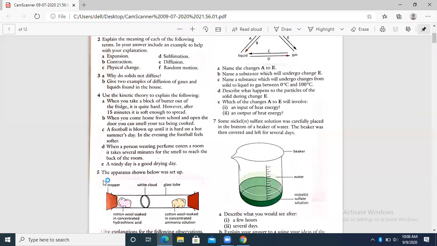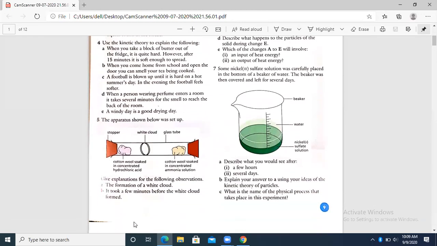Here they have given a picture. The part shown below was a tap. You can see there is a tube, and on both sides it is covered with a stopper for keeping the gas inside the tube. Here is one cotton wool soaked in concentrated ammonia solution, and here another cotton wool soaked in concentrated hydrochloric acid. So this is the condition.